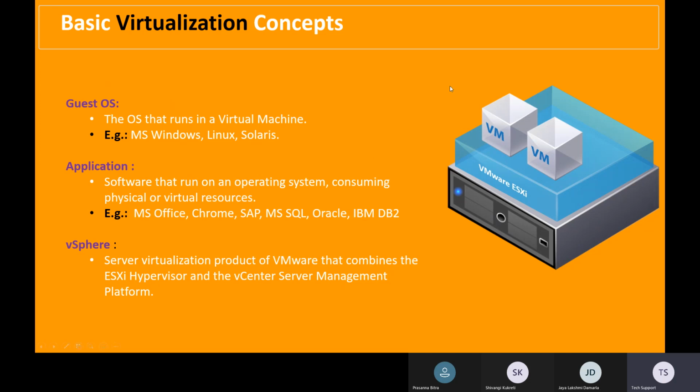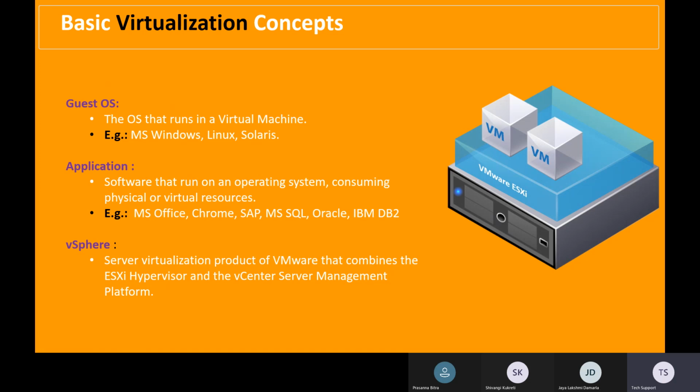If you install any operating system on a virtual machine, that is called a guest operating system. The OS that runs in a virtual machine is called the guest operating system. For example, we can install Windows, Linux, Solaris. You can also install any third party pre-configured virtual appliances. And next point, application. Application means software. It's also one of the software that runs on an operating system consuming physical or virtual resources. You can run an application directly on a physical server, or similarly directly on a virtual machine as well.